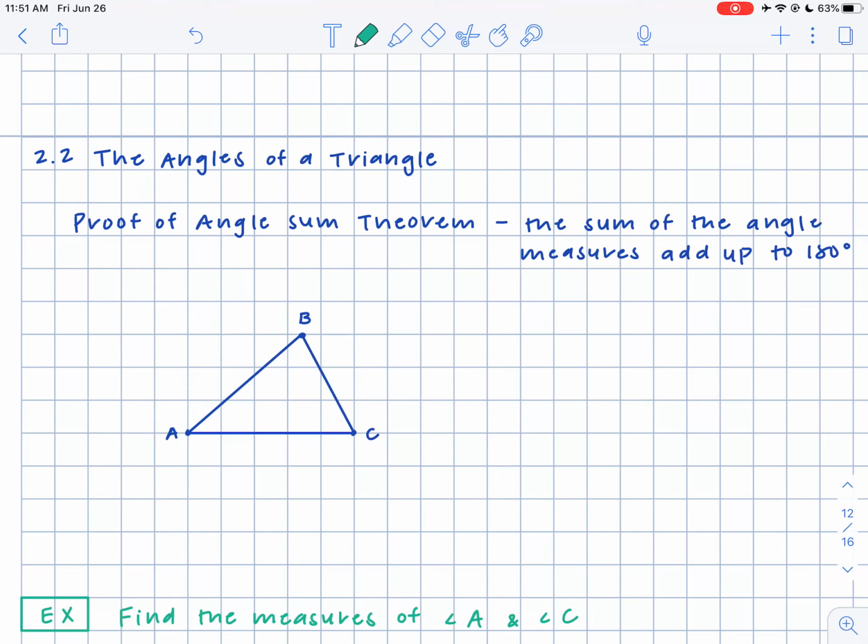Welcome to 2.2, the angles of a triangle. We're going to go over angles, the types of angles for a triangle, and more special relationships to help you determine missing angles. And we'll also go over some example problems.